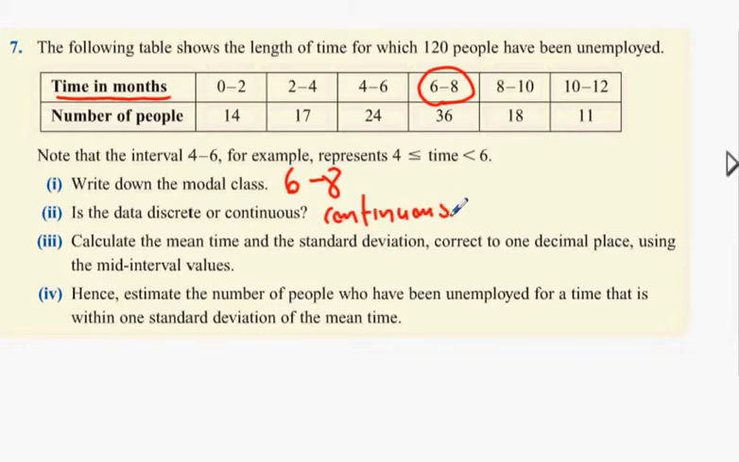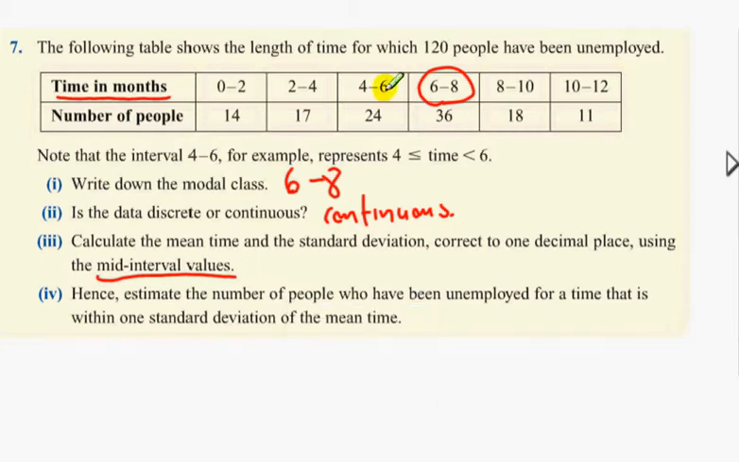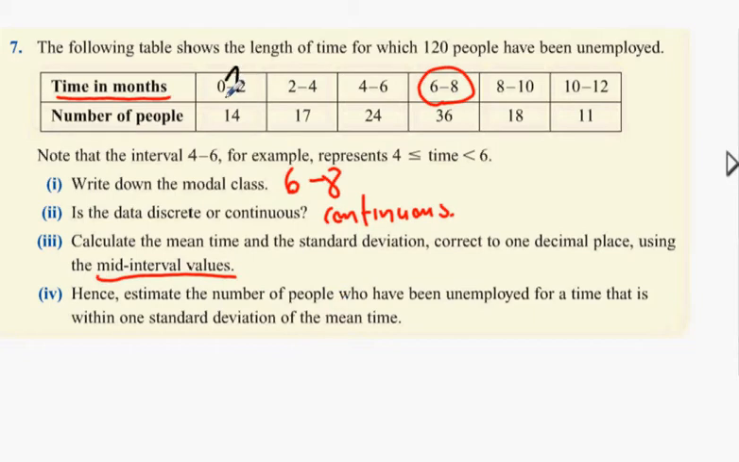Calculate the mean time and the standard deviation correct to one decimal place using the mid-interval values. What does the word mid-interval values mean? How do we work that? Mid-interval. The middle of the interval. So every single time you're doing this, the really easy way of doing it is to get the top one, add it to the bottom one, and then divide your answer by 2. Happy enough with that? Add them together, divide it by 2, and you always find the middle. So the first one's going to be, we're going to have 1, 3, 5, 7, 9, 11.